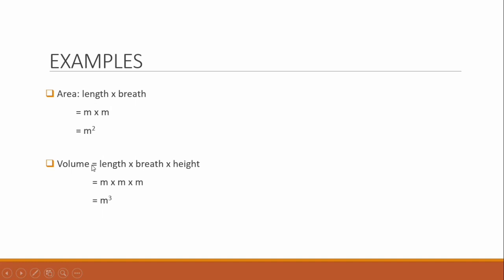Volume. Volume is length times breadth times height. The SI unit for length is meter, m. Breadth is also meter, and height is also meter. So length m times breadth m times height m gives m times m times m. If you multiply this, you have cubic meter, or meter cube.